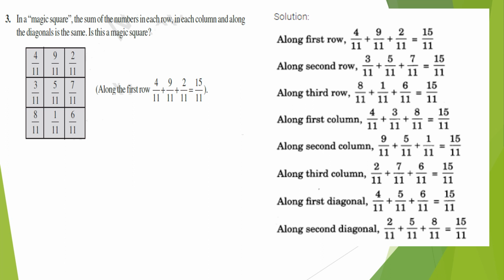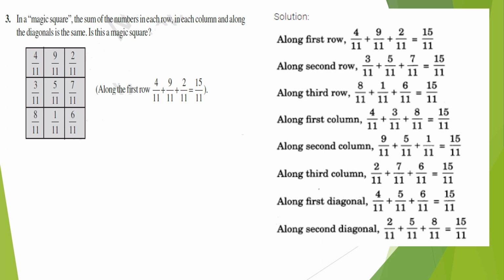Now we can move to the columns. Add the fractions in the first column, that is 4 upon 11 plus 3 upon 11 plus 8 upon 11, which gives 15 upon 11. Now we add the fractions of the second column, 9 upon 11 plus 5 upon 11 plus 1 upon 11. While adding 9 plus 5 plus 1, we get 14 plus 1, 15 upon 11 only. Now we add the fractions in the third column, that is 2 by 11 plus 7 by 11 plus 6 upon 11, which is equal to 15 upon 11.